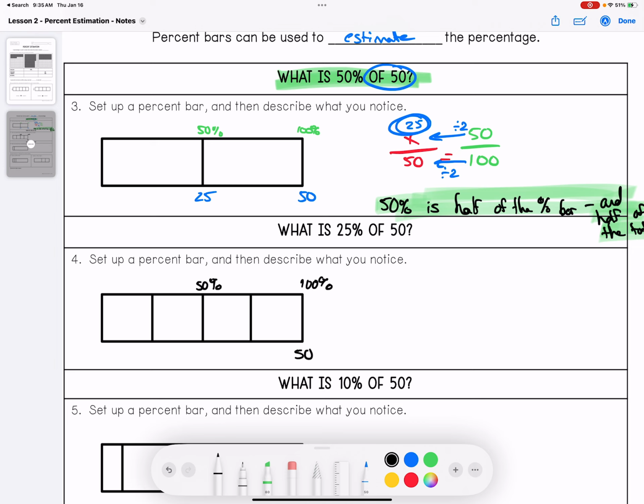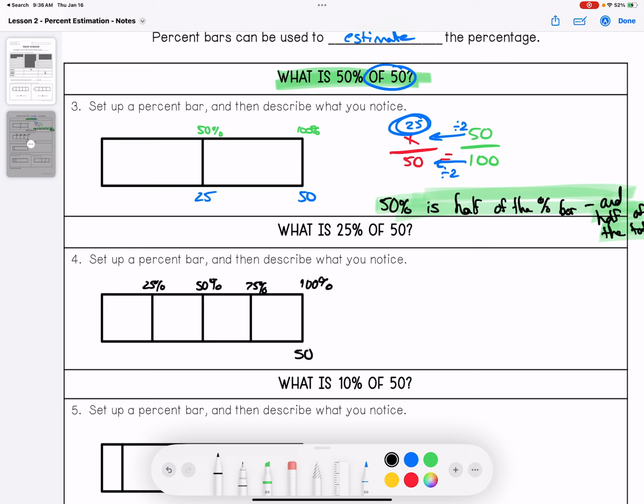Well, if this is 50%, that line is in the middle of those, so what's half of 50%? Yeah, 25. So this is going to be 25%. And then what do you think this other one's going to be? Yep, 75. Okay? Now let's go find our numbers.